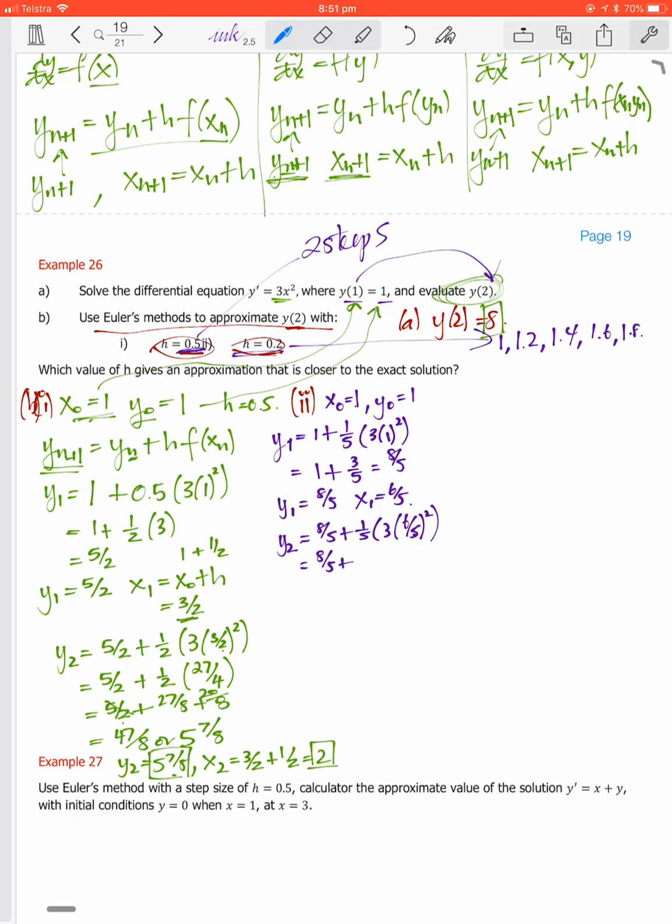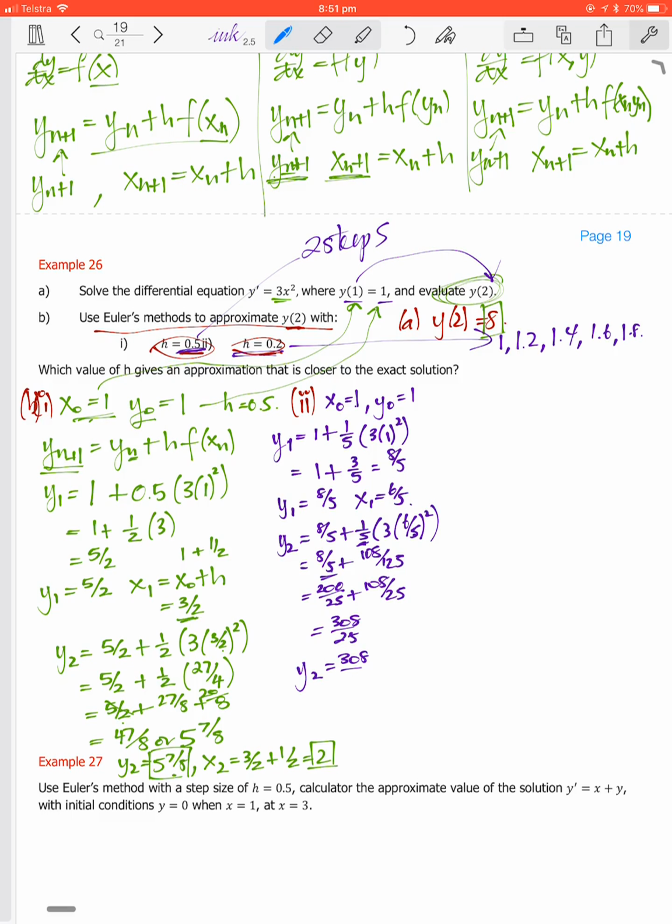So that's 108 on 25, but then when I times it by a fifth, I'm going to get 108 on 125. So I need to times this by 25 to get the same thing. So I'm going to get 200 on 25 plus 108 on 25, which equals 308 on 25. So that's y2. That's 308 on 25.